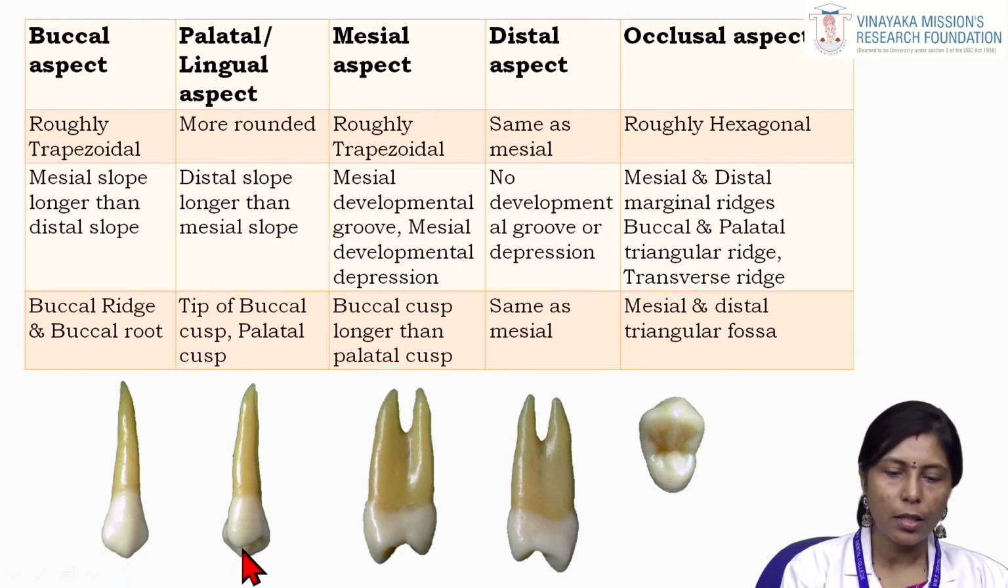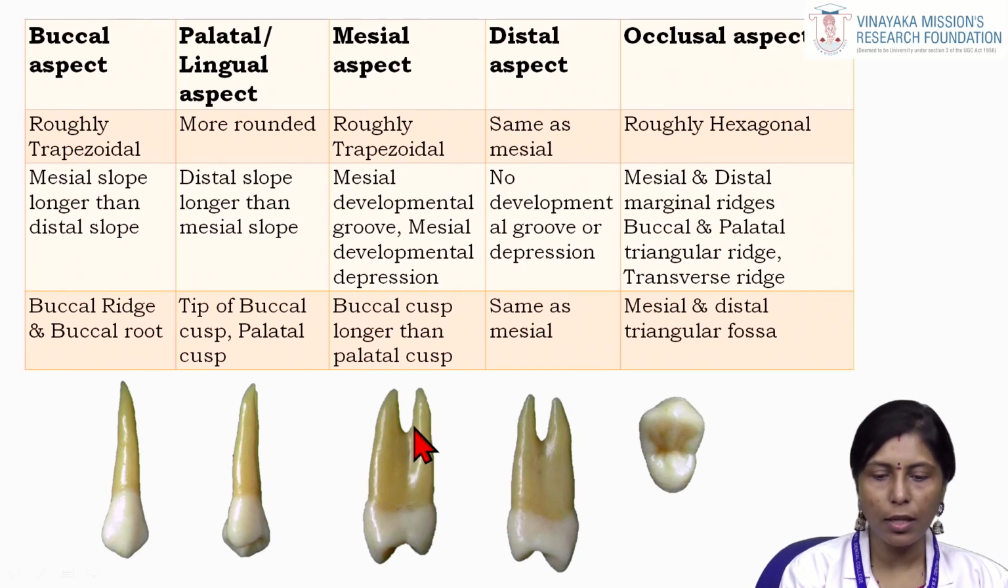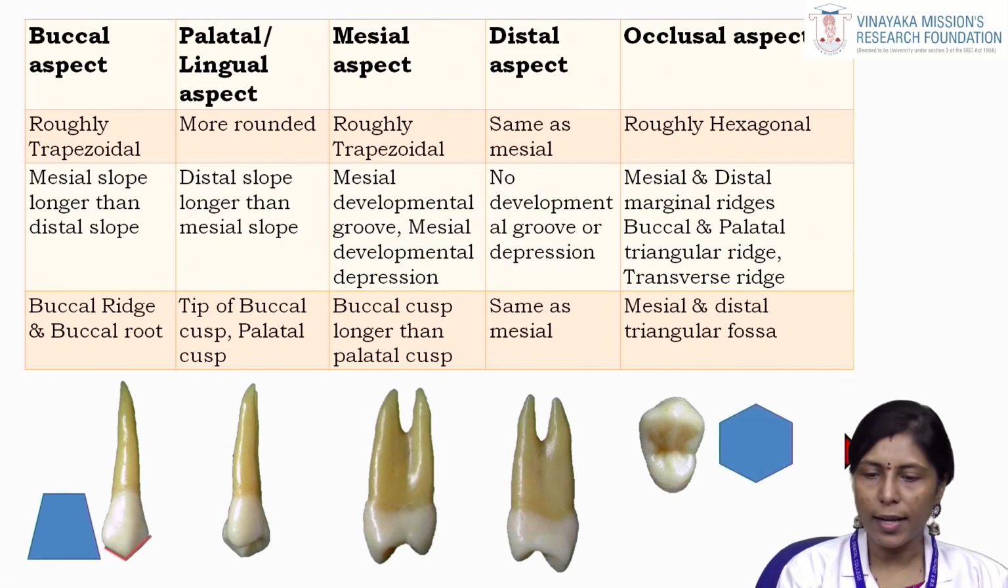Here the distal slope is longer than the mesial slope, and you can see a mesial developmental groove and mesial developmental depression in the mesial aspect, and the buccal cusp is going to be longer than that of the palatal cusp. Whereas in the case of the distal aspect it is the same, except there is no developmental groove or depression. Coming to the occlusal aspect, it is roughly hexagonal in shape with mesial and distal marginal ridges, buccal and palatal triangular ridges, and you can appreciate the transverse ridge. Mesial and distal triangular fossae also will be seen.